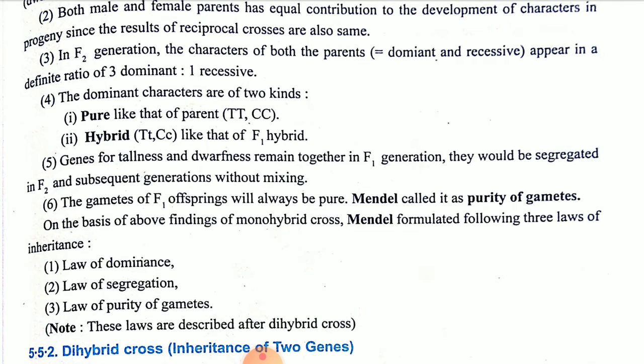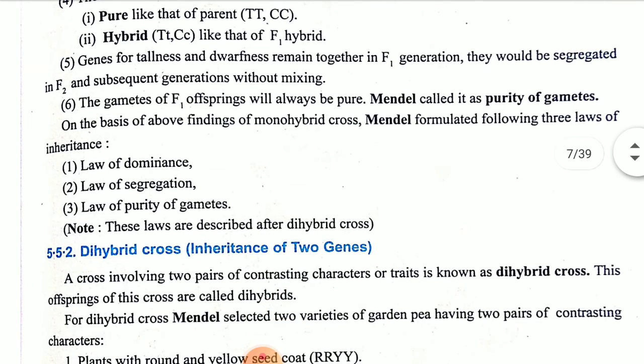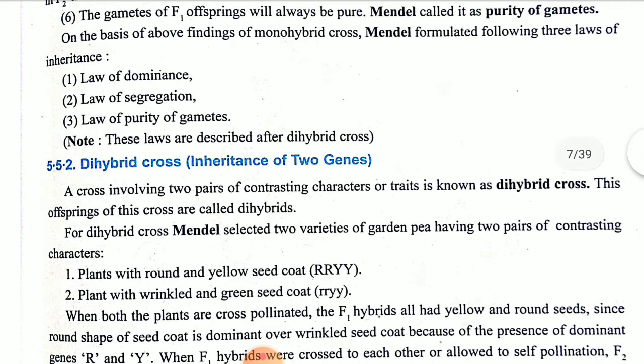Then children, we saw tallness and roughness, and after that we saw colors. Okay, we studied two types of monohybrid cross. On the basis of that, Mendel classified his three laws. The first is the law of dominance, the second is the law of segregation, and the third is the law of purity of gametes. One after the other we will learn. The first one we already studied, that is the law of dominance.